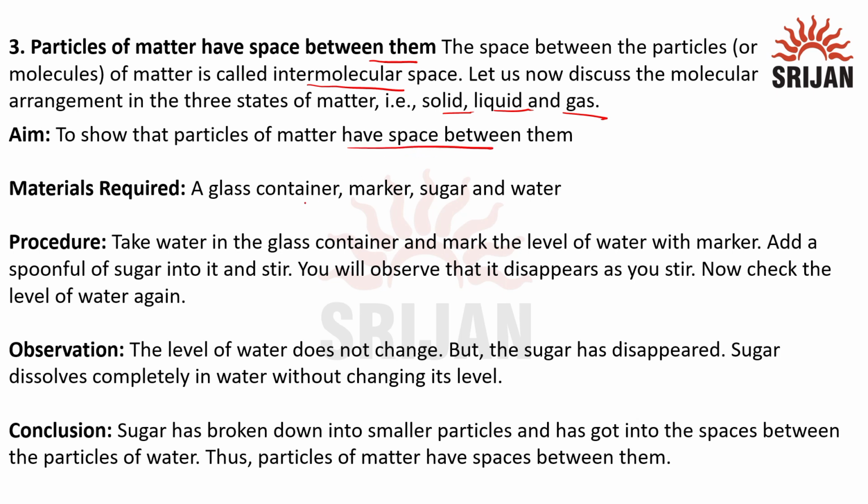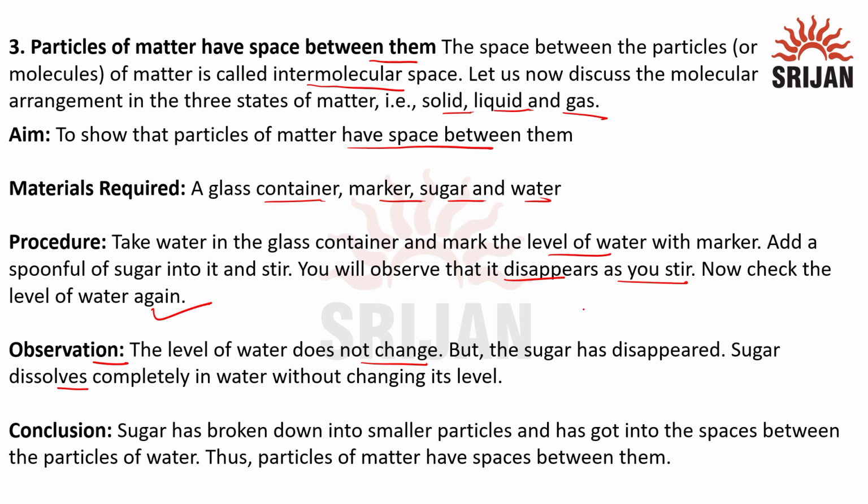The materials required are a glass container, a marker, sugar and water. The procedure: take water in the glass container and mark the water level with the marker. Now add a spoonful of sugar into it and stir. You will observe that it disappears as you stir the sugar in the water. Now check the level of the water. By checking the level, we observe that the water level does not change. That shows that the sugar got dissolved in the water.